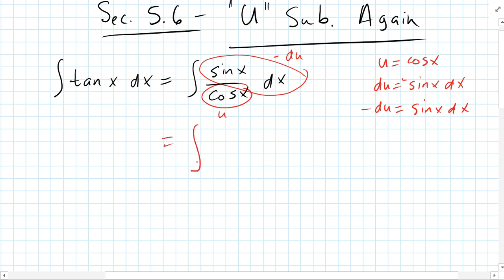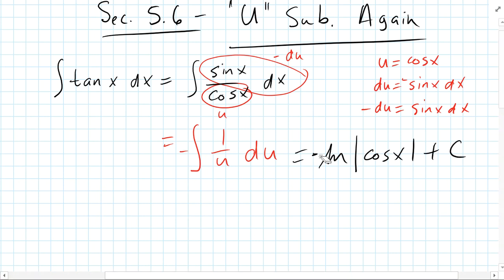It becomes the integral of 1 over u du. Put the negative out in front. What's the integral of 1 over u du? ln. So it's a negative ln, absolute value of what? U. What was u? Cosine of x plus c.